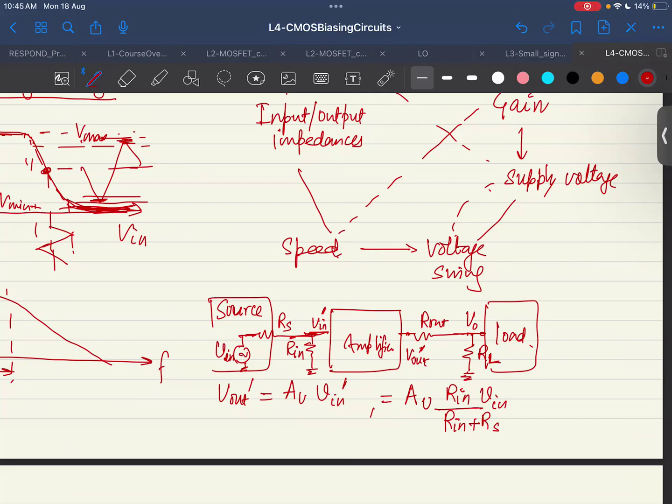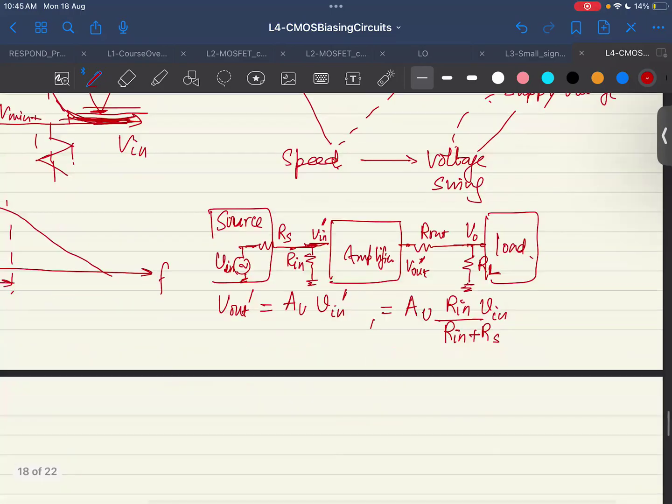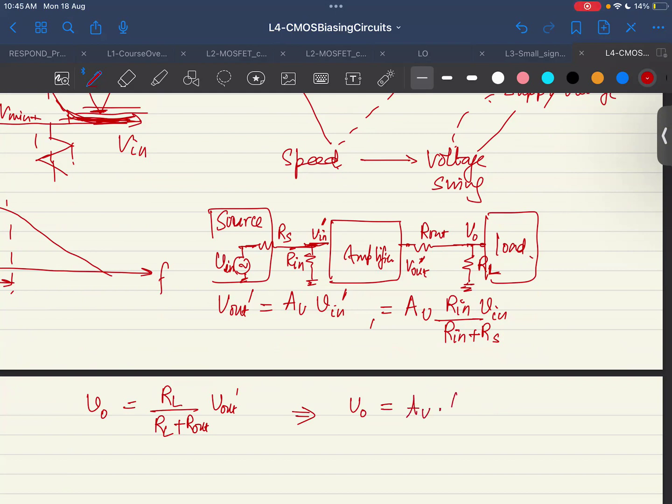And same thing for Vout. We see that there is a relation between Vout and Vout dash: Vout is basically what is passing through RL, divided by RL plus Rout, which is your Vout dash. So then if we were to write Vout and Vin, we can see that Vout is just Av times these two multiplication factors, which we see.